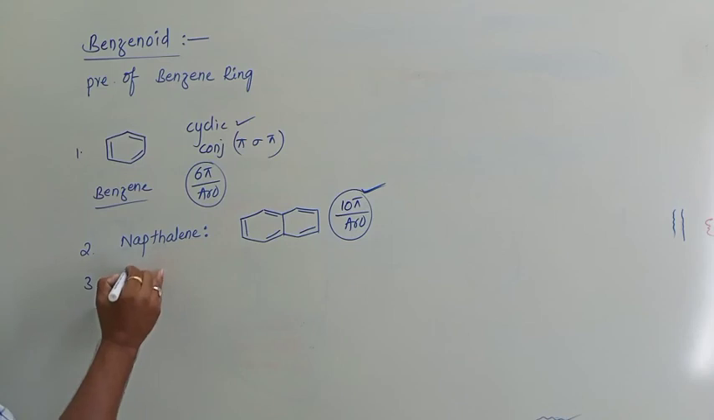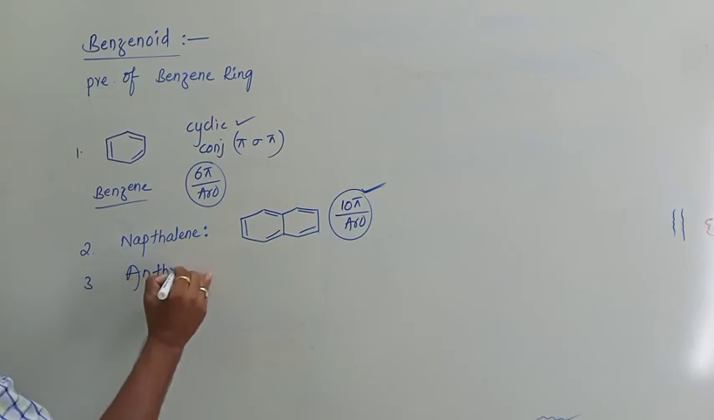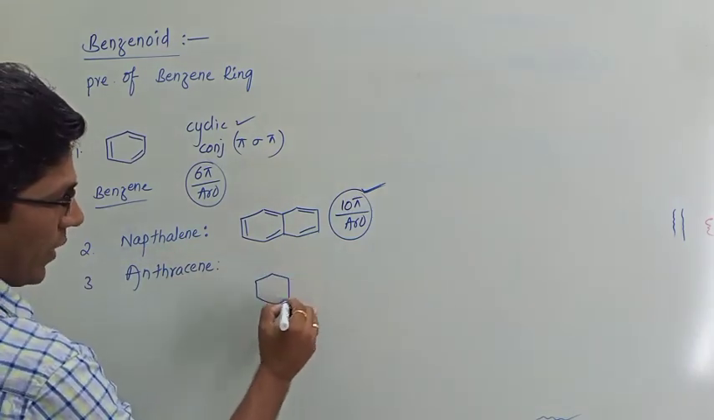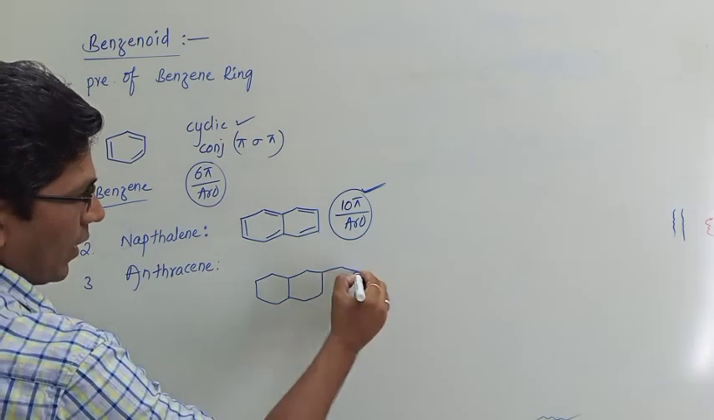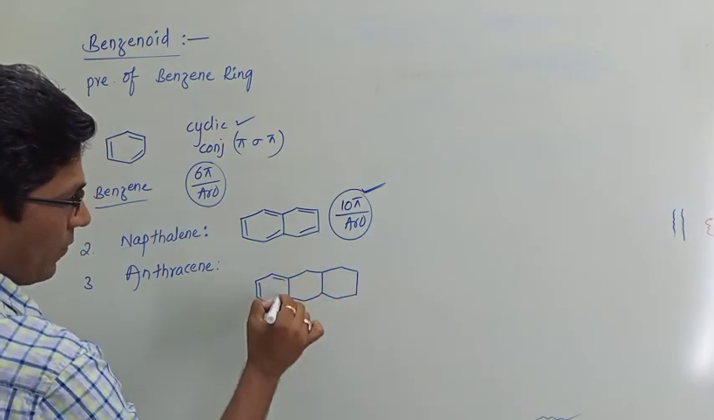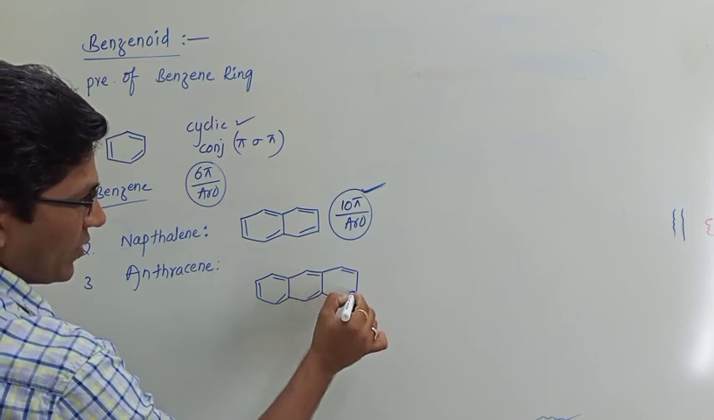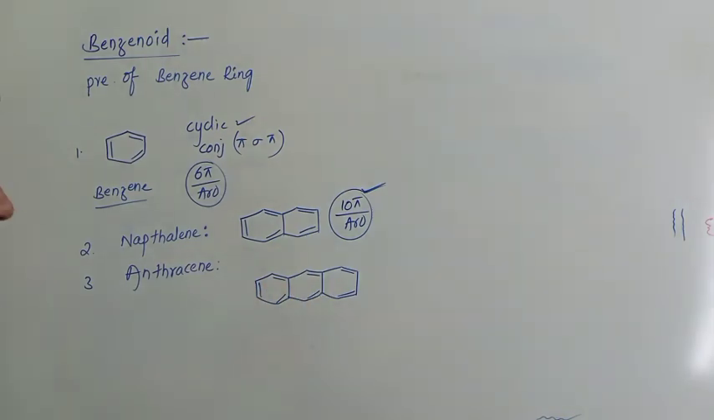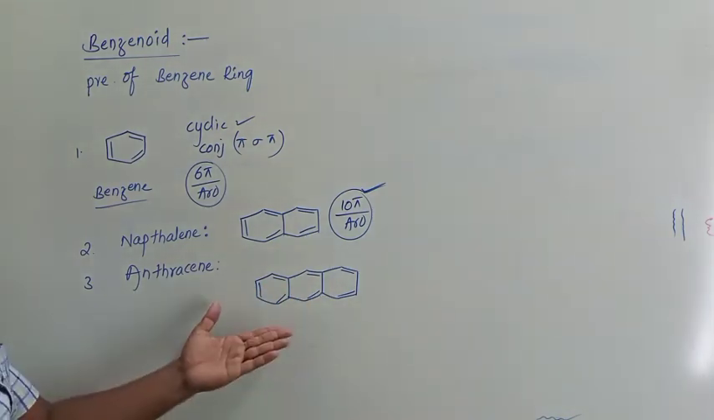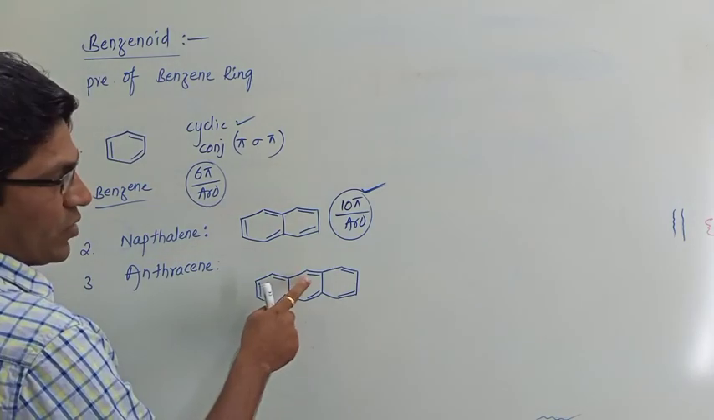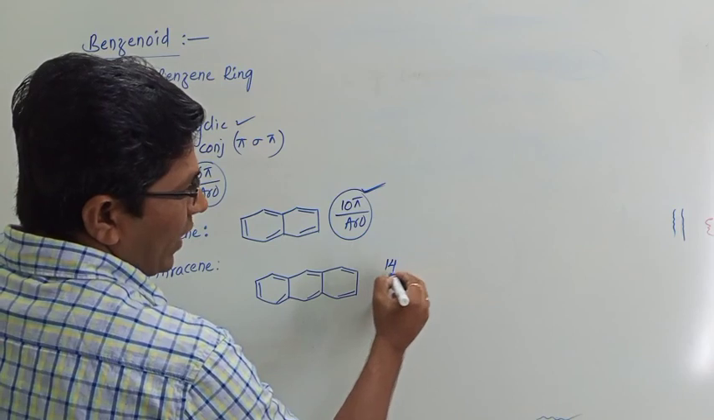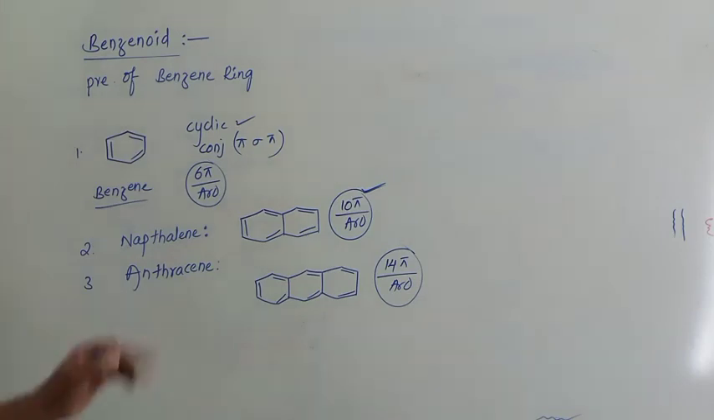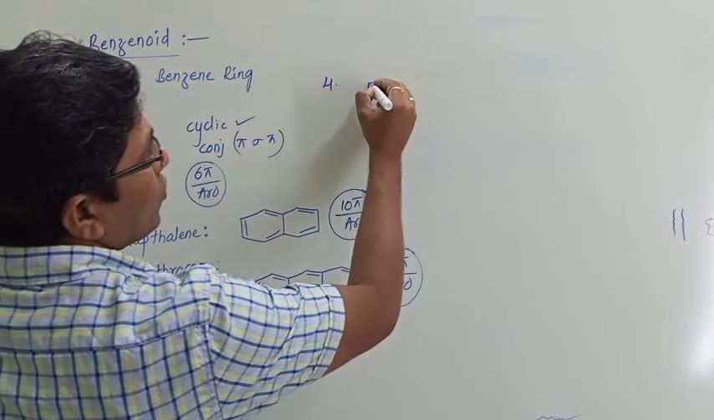Next, go to the third one. Anthracene, presence of three benzene rings with double bonds. Here, the second ring double bonds. See here, like naphthalene, three rings with alternate double bonds. Anyway, a cyclic compound that shows conjugation. Then 3 plus 2, 5, 5 plus 2, 7. 7 times 2, 14 π electrons. 14 π means follows Hückel's rule. Therefore, it is aromatic in nature. This is anthracene. Next, go to the fourth one.